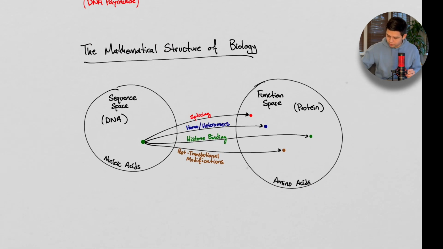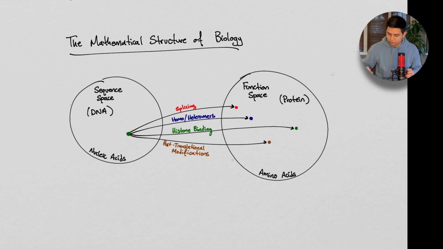The other thing we want to look at really quick is the mathematical structure of biology. What does biology look like from the perspective of, say, a physicist or a mathematician? Specifically a mathematician, because mathematicians really love maps. Right? They really like the idea of going from one space to another space, and what's the mapping function that does that? Well, in biology, there's actual biological processes that take us from sequence space to function space.